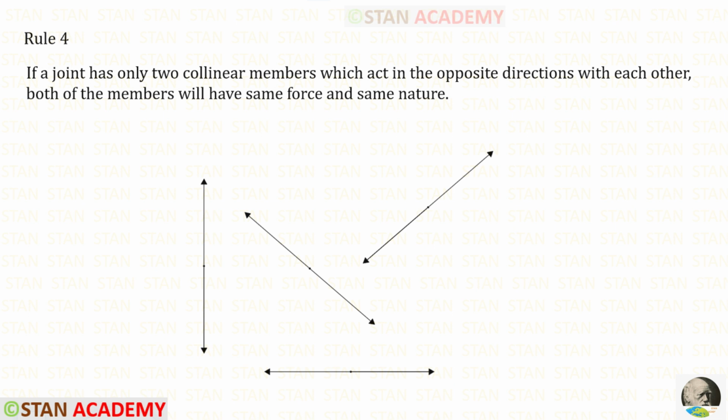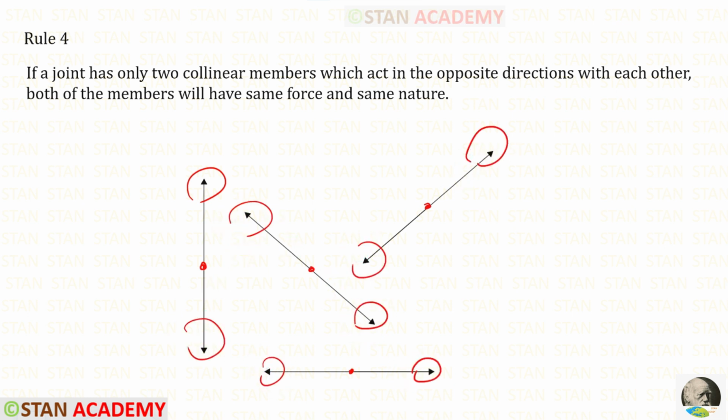Now let us see the fourth rule. If a joint has only two collinear members which act in the opposite directions with each other, both of the members will have the same force and the same nature. In all of these joints, there are two collinear members which are acting in the opposite directions with each other.